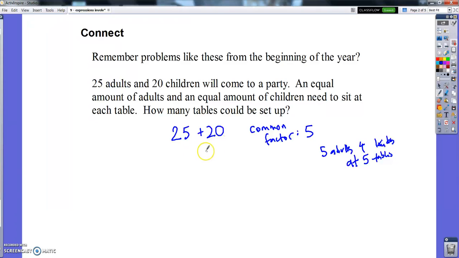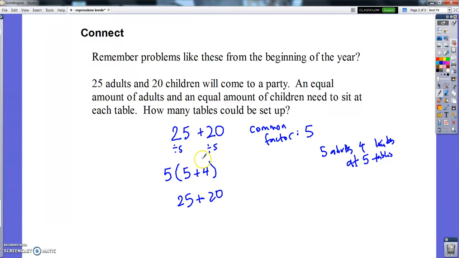And we wrote this another way. We say, okay, well, if I divided this by 5, and I divided this by 5, I could rewrite this expression, 25 plus 20, using the distributive property like this. I could say, well, it's going to be 5 tables of 5 adults and 4 kids. 5 times 5 is 25 adults, and 5 times 4 is 20 children. And so these two expressions are the same thing, right?